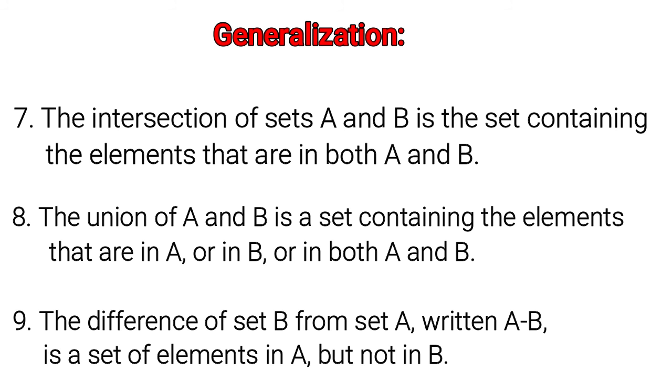Number 7, the intersection of sets A and B is a set containing the elements that are in both A and B. Number 8, the union of A and B is a set containing the elements that are in A, or in B, or in both A and B. Number 9, the difference of set B from set A, written A minus B, is a set of elements in A but not in B.